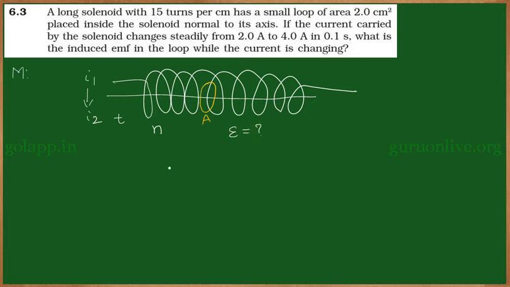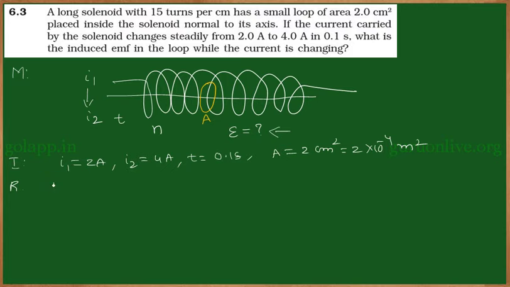That is our motive. Now come to the investigation part. First current I1 is equal to 2 amperes and second current I2 is equal to 4 amperes, and the time taken to change, t, is equal to 0.1 second, and the area of the loop A is equal to 2 centimeter square, that is equal to 2 into 10 to the power of minus 4 meter square. We need to find out this EMF. Now come to the resolving part.